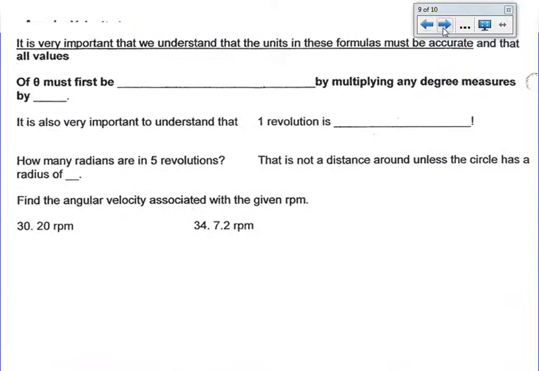Right. Now onto the back of the page. Okay. Very important to know that theta must be in radians. If you have degrees, you need to do a little conversion, and you would do that by multiplying by pi over 180. So degrees multiplied by pi over 180 converts it to radians. Also remember that 1 revolution is the same thing as 2 pi radians.